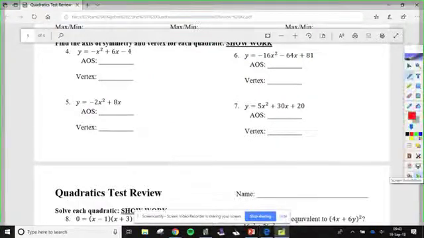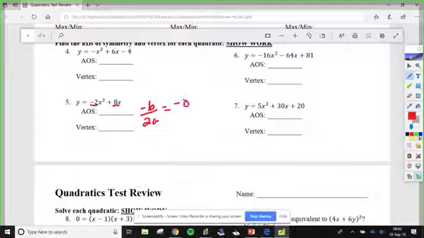So in number 5, there is no c value. We have a, because that's the x squared part. We have b, because that's the part that's with x. And there's no constant at the end. There's no term that doesn't have an x, so there is no c term here. So your negative b over 2a would be negative 8 over 2 times negative 2, which would make this negative 8 over negative 4, which results in a positive 2.